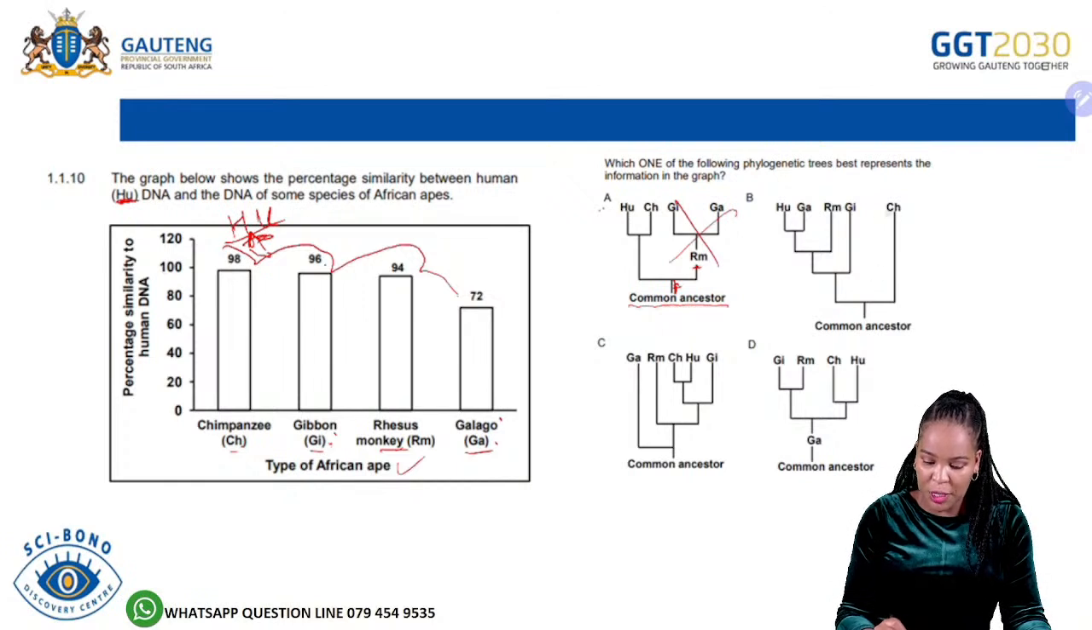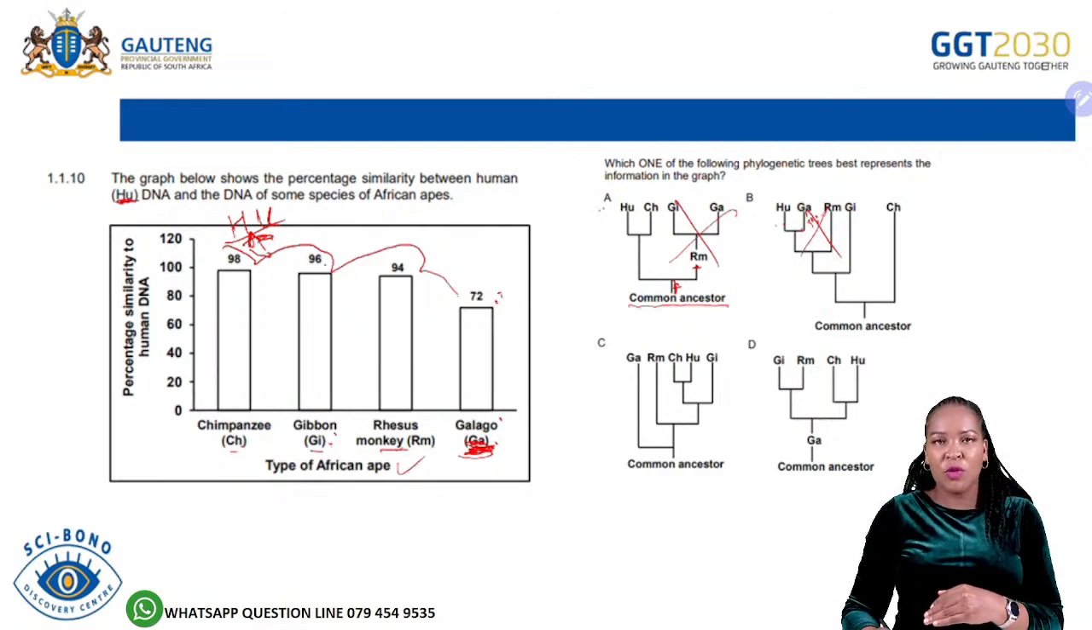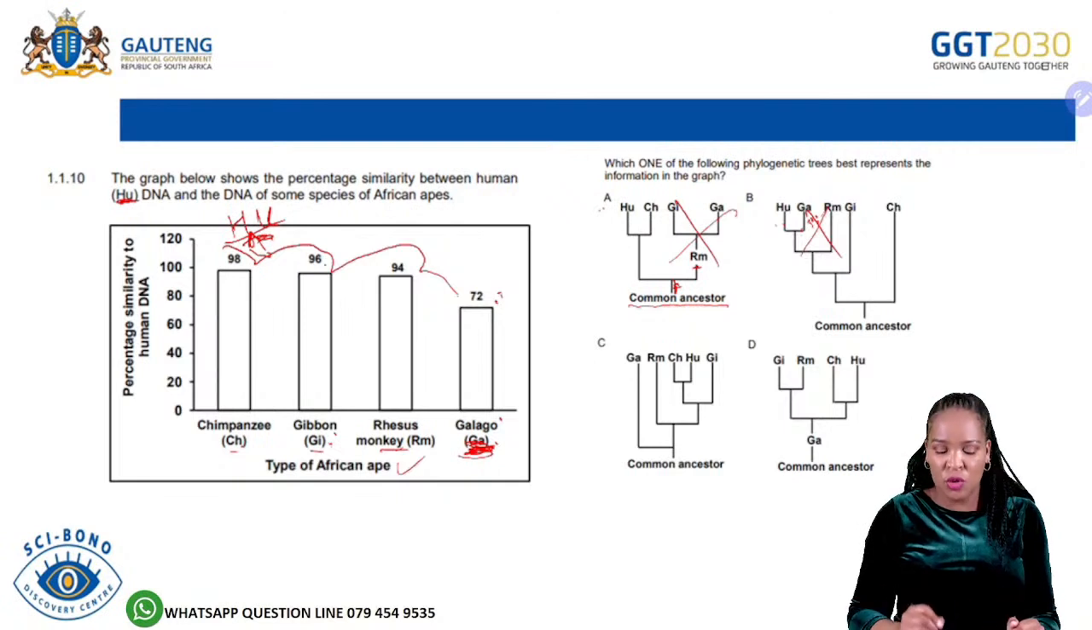Then we come to B. With B, we check the common ancestor for all, but now you check all of these. The humans are closely related to the galago. When you go back to your graph, is that true? Look at the similarity between the humans and the galago. It's 72%. Now, 72%, when you represent that phylogenetically, will it be next to the humans? No. So you look for one thing that is going to discredit an option in multiple choice, and you must be left with the one that best suits your situation.